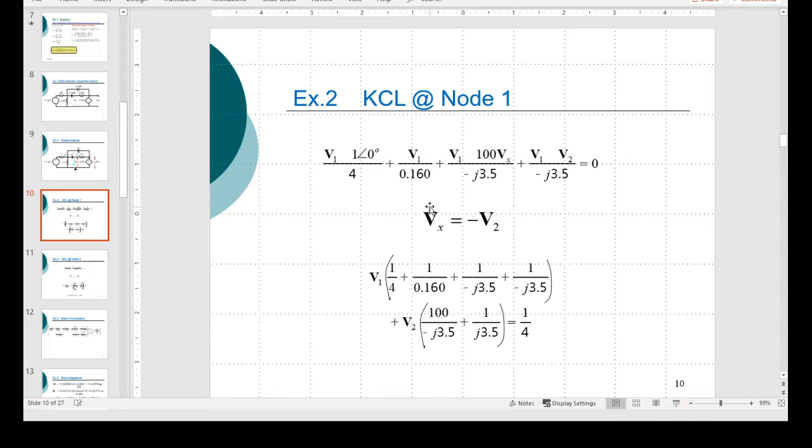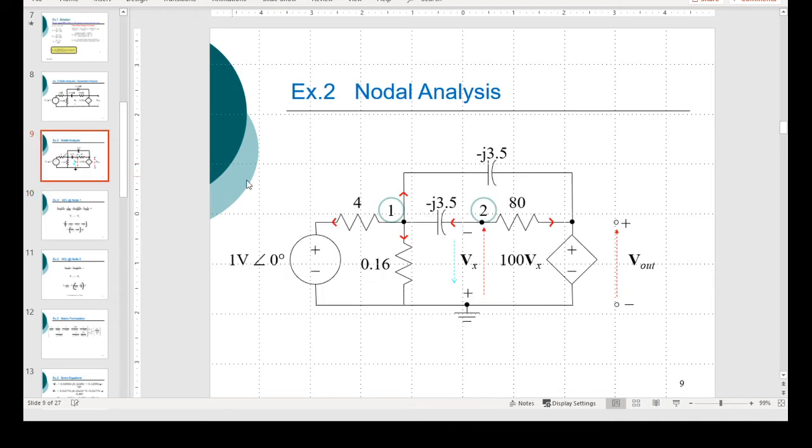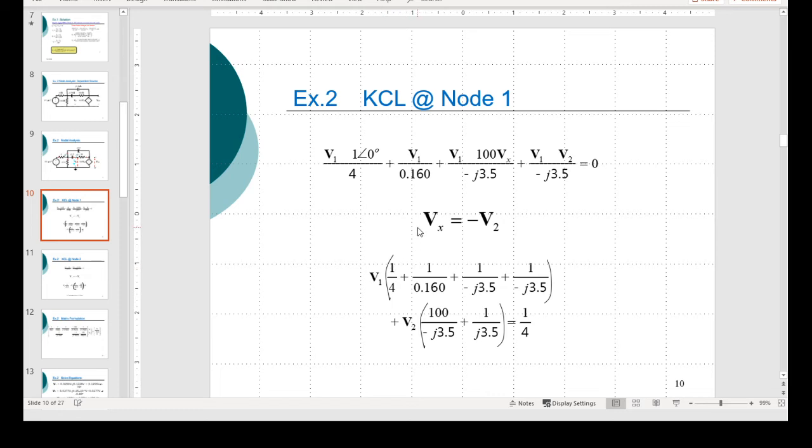Another thing to note in this particular example, if I go back to the previous slide, is that the node voltage V2 is indicated by the arrow, the polarity thereof. But this V2 is the same as Vx, only that they are opposite in polarity. So in other words, V2 is actually minus Vx, or Vx is minus V2, and therefore you take away this Vx here by substituting it with minus V2.